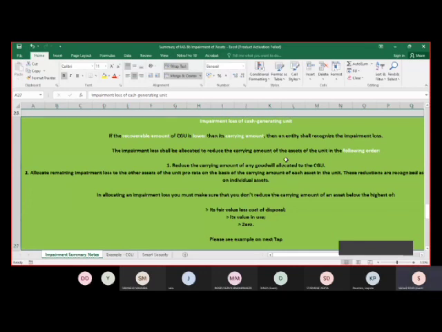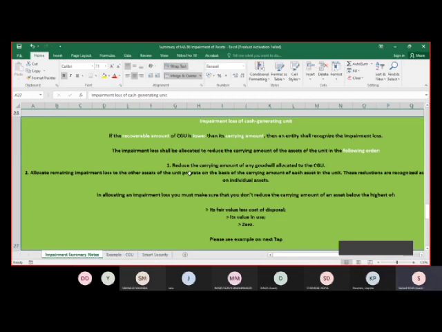Impairment loss of a cash generating unit. If the recoverable amount of the CGU is lower than its carrying amount, then an entity shall recognize the impairment loss. The impairment loss shall be allocated to reduce the carrying amount of the assets of the unit in the following order. First, reduce the carrying amount of any goodwill allocated to the CGU. Guys, don't worry about this. I have an example based on what they are saying here.